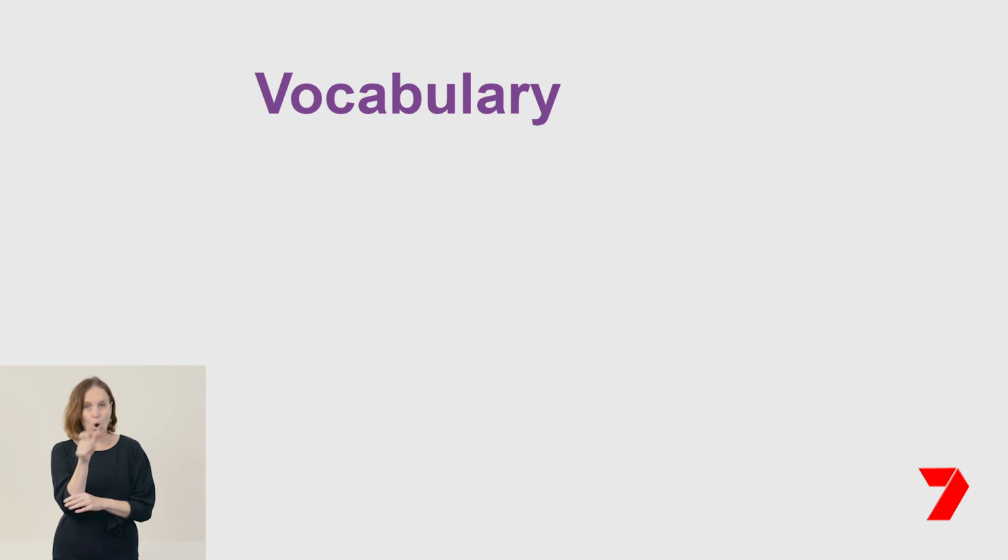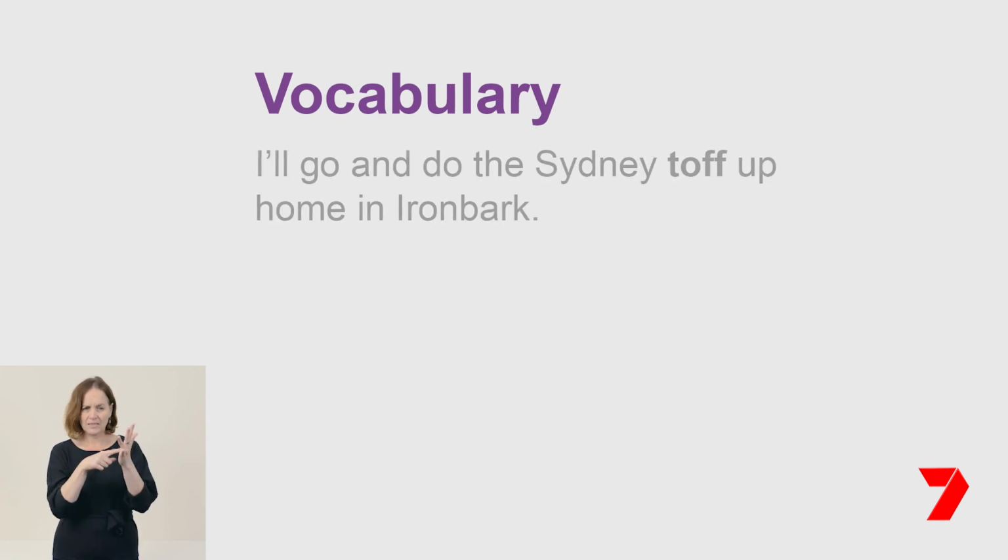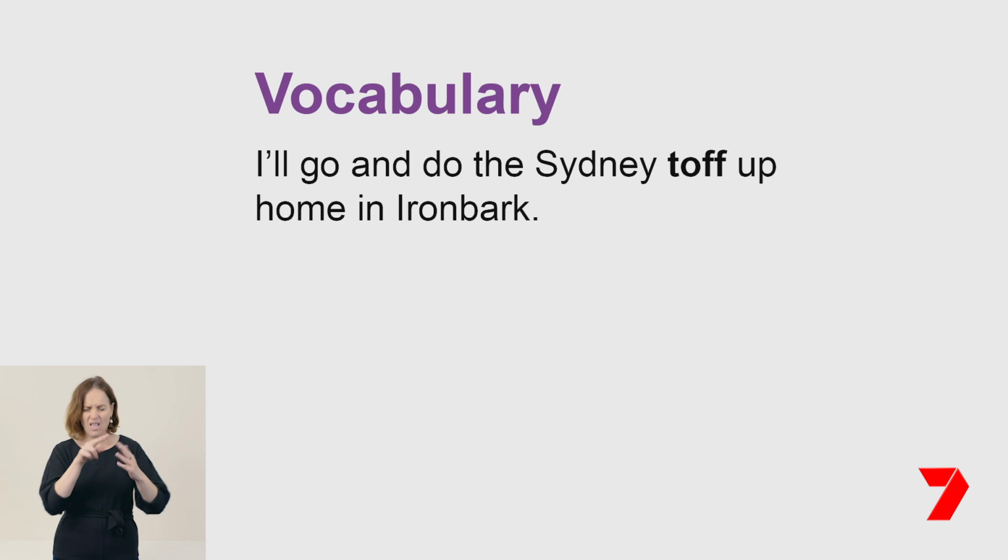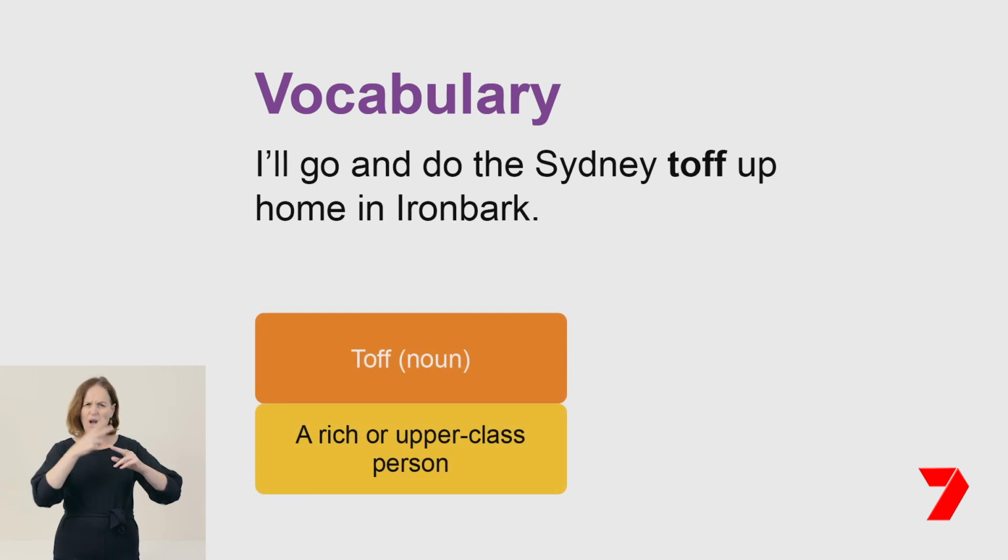This poem was originally published in 1892, which is over 120 years ago. As such, it contains some words that you might not have heard before. To help us understand the poem, let's have a look at these words. One word you might never have heard of before is toff. In the poem, the man from Ironbark says, "I'll go and do the Sydney toff up home in Ironbark." A toff is an old-fashioned slang for a very fancy or posh person.